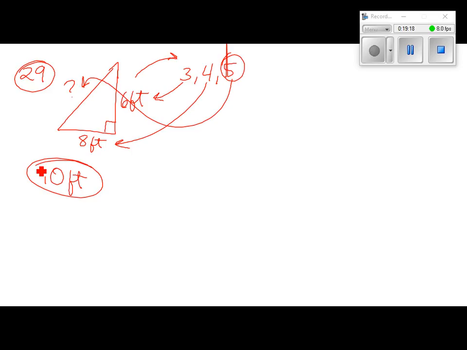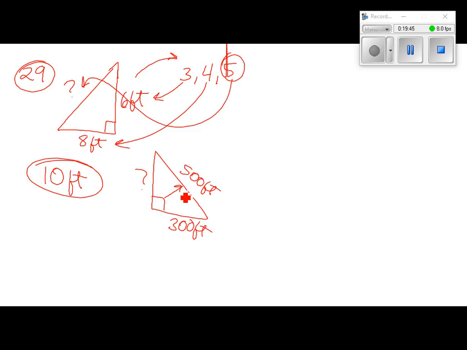So if they give you a triangle and they tell you this side's 500 feet, this side's 300 feet, what can you tell me about that leg? 400 feet. Do you have to use the Pythagorean theorem? No. If you did use the Pythagorean theorem, would it be okay? Yeah, as long as you make sure you remember where the hypotenuse is and everything else.